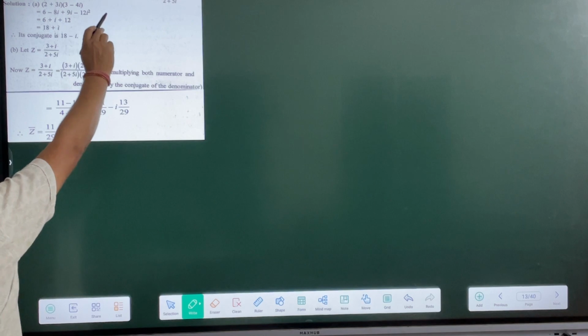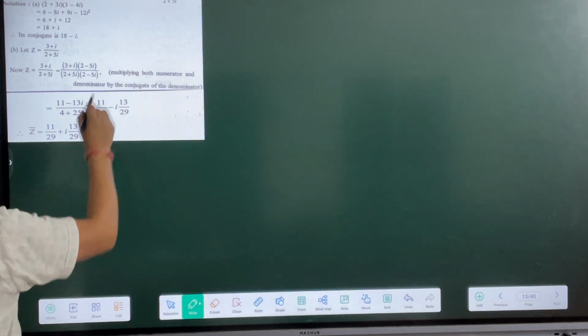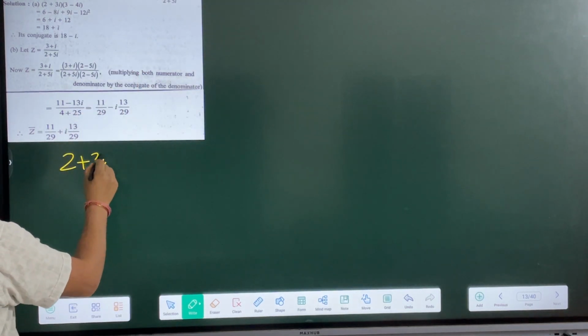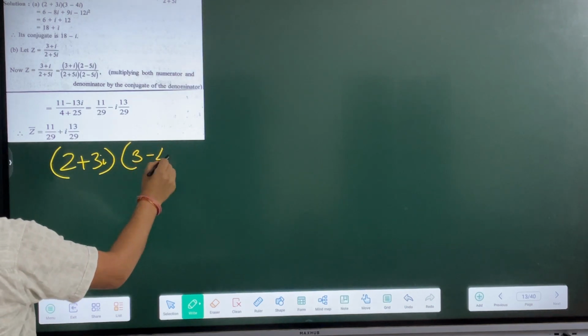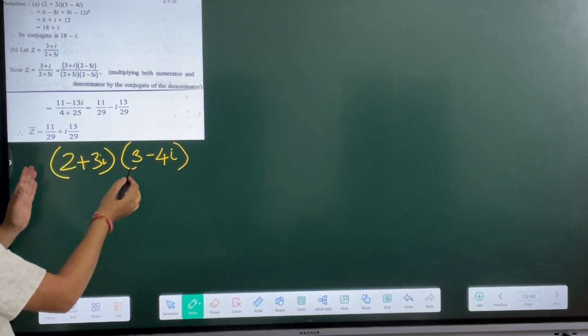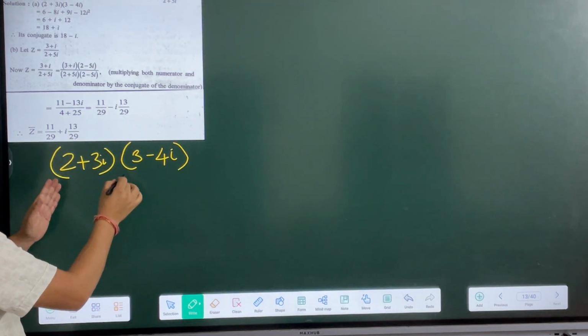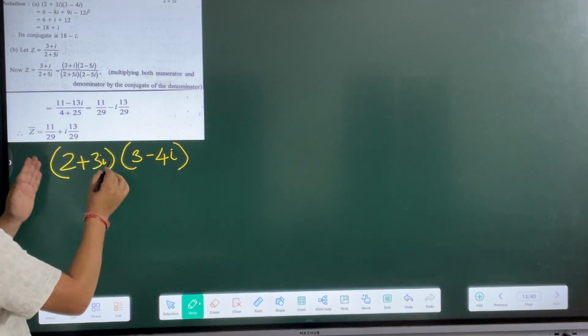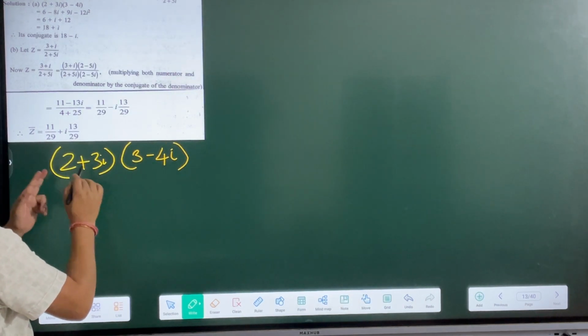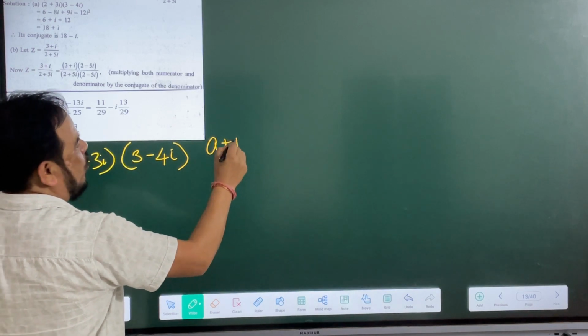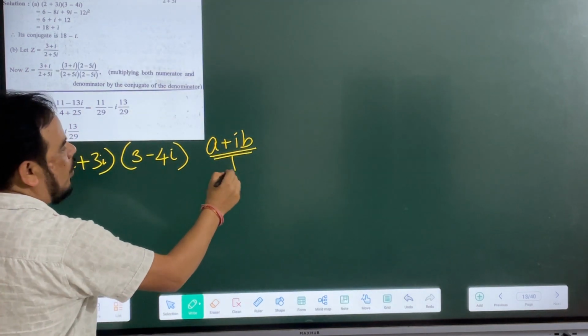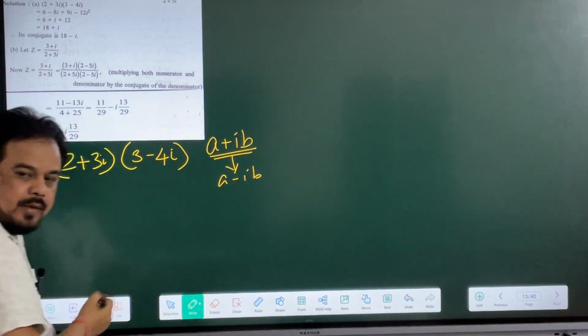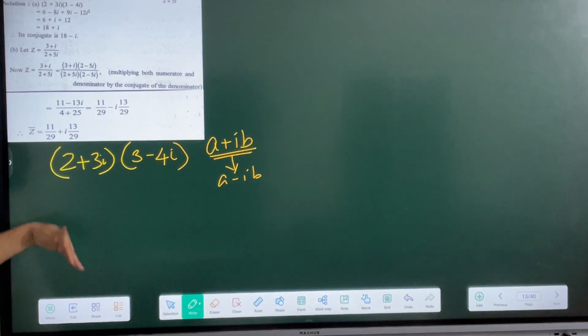Find the conjugate of 2 plus 3i into 3 minus 4i. So two complex numbers are there, in between a multiplication sign. We have to find out the conjugate of this. First of all, we have to get this in the form of a plus ib. Then only will we convert to a minus ib. First we will multiply, then we will get it in the form.